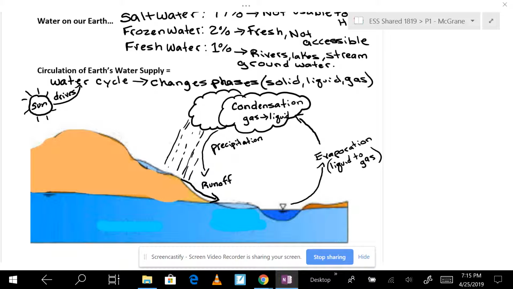But not all of it can run off. Some of it can go into the ground. And we call this process infiltration. All right, that's the process of infiltration. Fabulous. Now, when we are talking about where it's going into the ground, this is our groundwater.